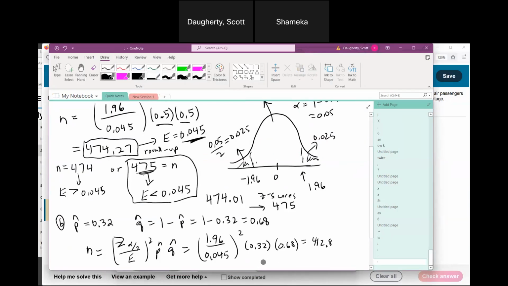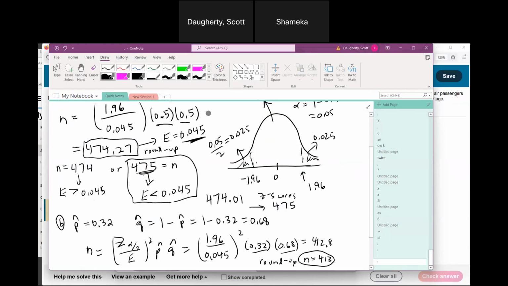And of course, like I said, we want to round this number up, so we're going to round it up to 413. And you can see that saves you a little bit, the sample size is not quite as large. If you didn't know what these numbers were, you would have to sample 475 people. If you have an idea of what they are, then it drives this number down a little bit.